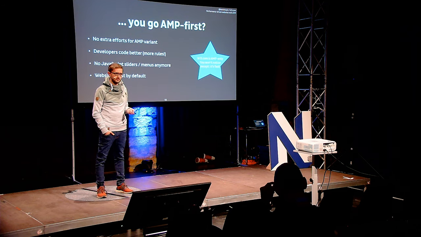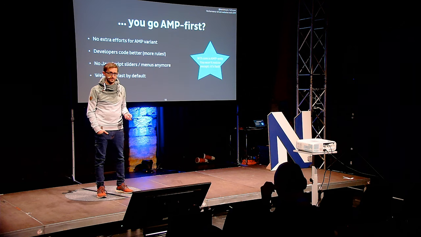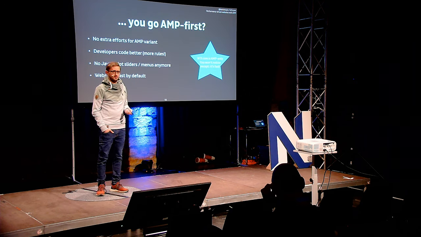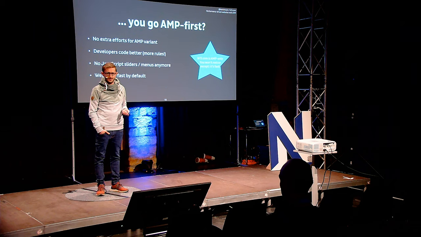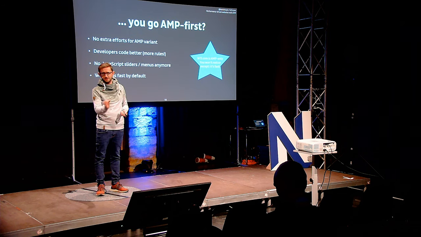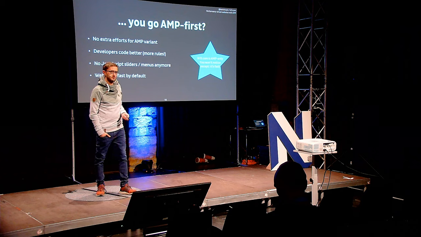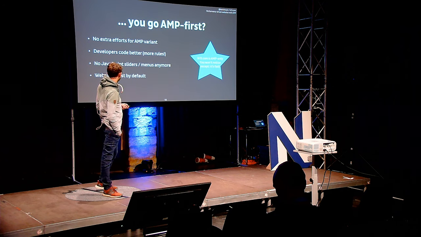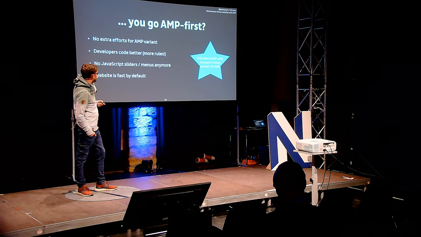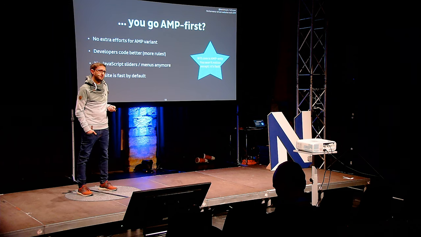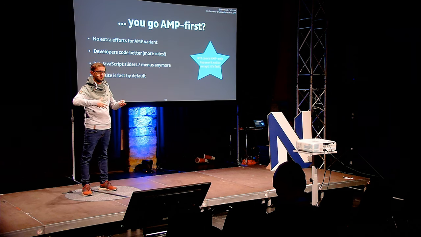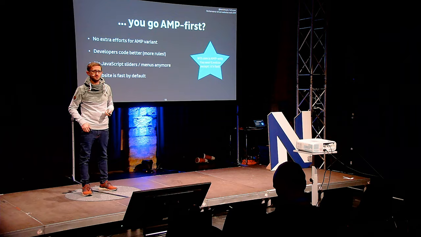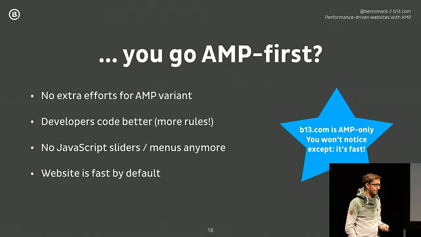And if you browse the website on the desktop, it looks like a regular website. If you browse a website on a mobile device, it also looks like a regular website, except that you have the flash on the Google search if you search for b13.com. And that also helped us that we don't have to do this extra effort to write this AMP variant version. We just use the AMP version.